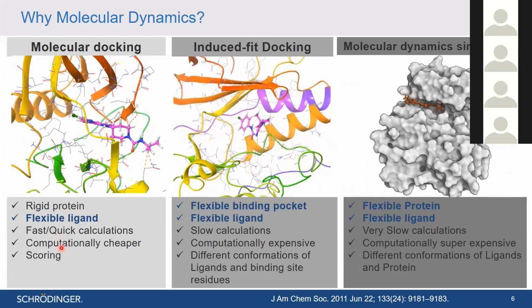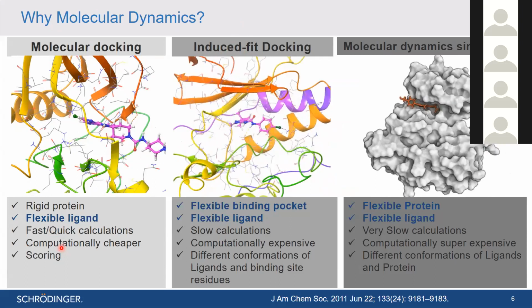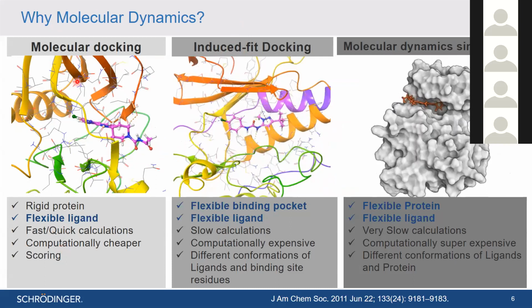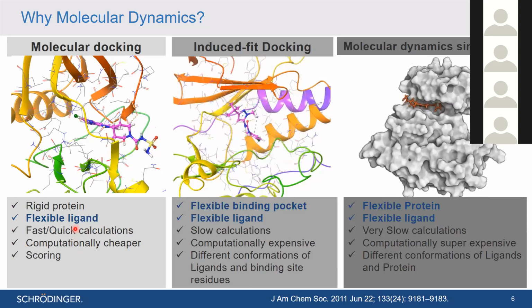So if you have like 1 lakh compounds, you can do docking and you can get your answer in 1 or 2 days for those 1 lakh compounds. It's also very easy to score it because the protein is not moving. So all of these calculations are really fast.